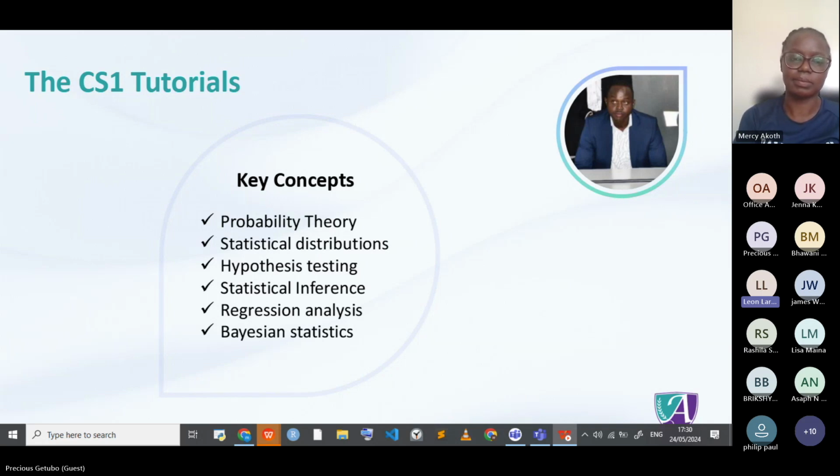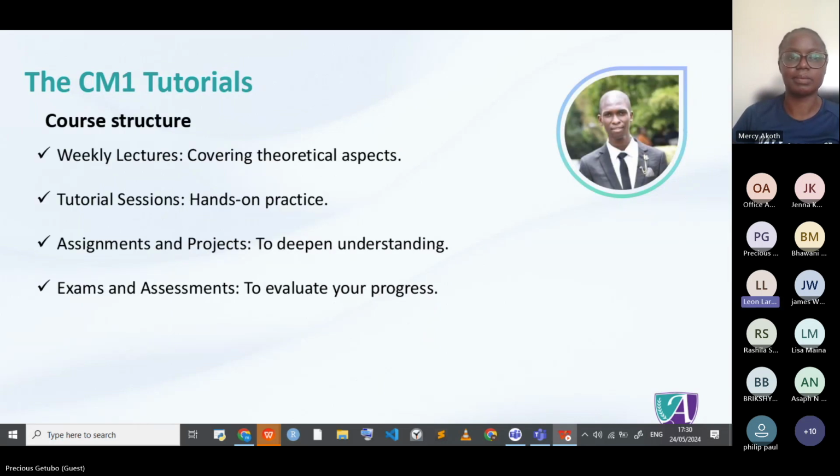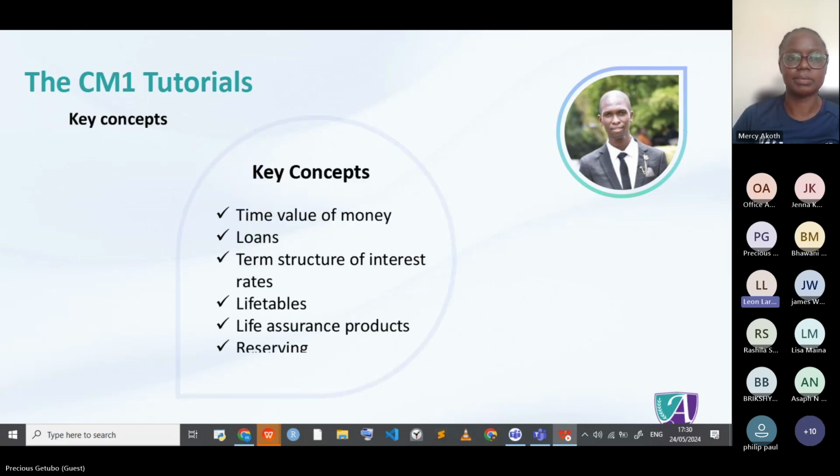So these are the main topics that we do cover, but we are happy to bring in anything that you may also have. So next slide. About CM1 course structure and CS1 course structure, it is the same. So mainly let's go to the topics.